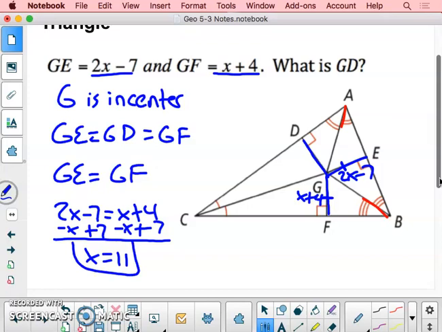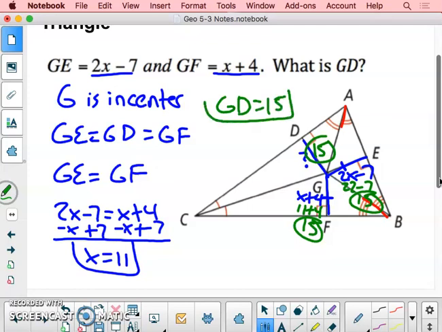They don't want us to plug anything in. Oh, yes, they do. Sorry about that. They want us to plug in and find the length of GD, except they didn't give us anything where I could plug 11 in. So I can plug 11 into any of these. If I do 11 plus 4 right here, I get 15. So they should all be 15. Maybe I'll check one more. This would be 22 minus 7, which is also 15. So these should all be 15. So I could say my answer is GD equals 15, even though I don't have an expression for GD that I can just plug x into.